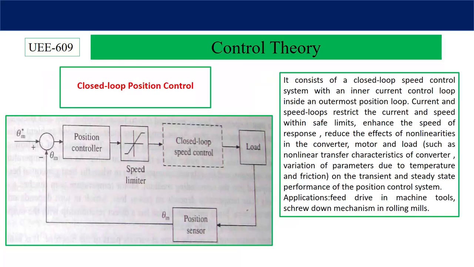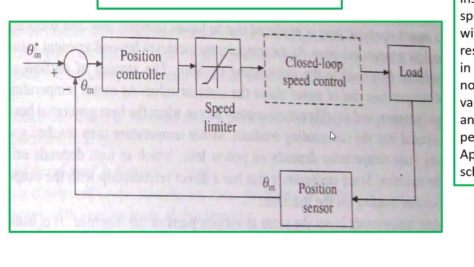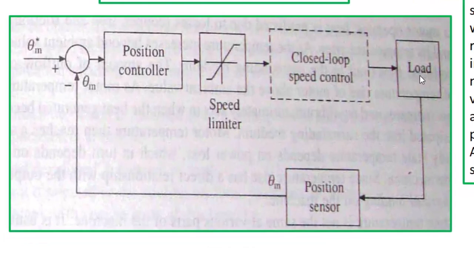Let's proceed. Here is a closed loop position control. In this case, the position of the rotor or the shaft is sensed with the help of a position sensor. Generally Hall effect sensors are used to sense the position. So this is the position of the shaft, and this is the reference position we want. Just like the earlier closed loop systems, here also there is a comparison between the sensed and the reference value, and the error is generated and fed to the position controller, which will generate a reference signal for the speed limiter.